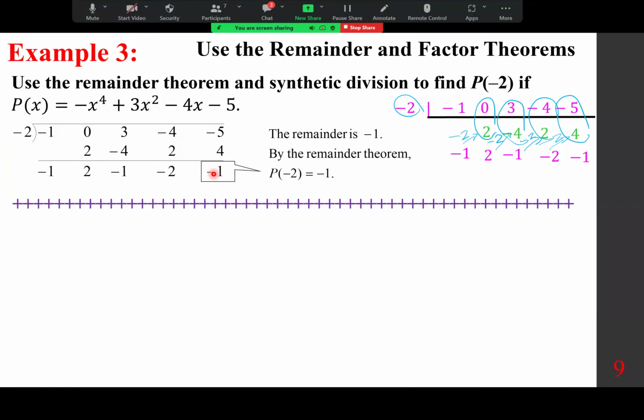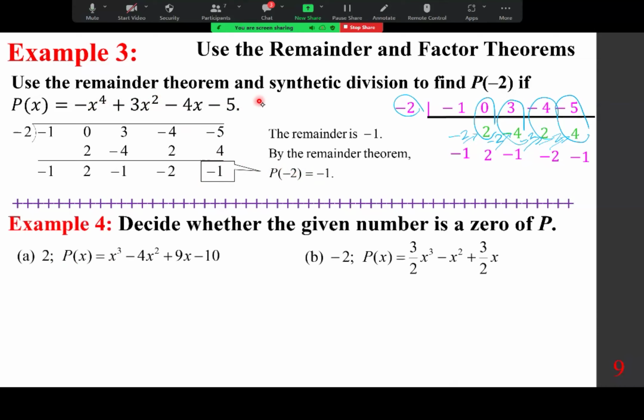You could take the easy way out. Evaluate p of -2. If you plug in -2 here, you come up with the answer a lot faster. You don't have to do the synthetic division unless you're asked. But whether you use the synthetic division or the remainder theorem, again, what is the remainder theorem? Plug in -2, evaluate it as I did on the previous page. It goes much faster.